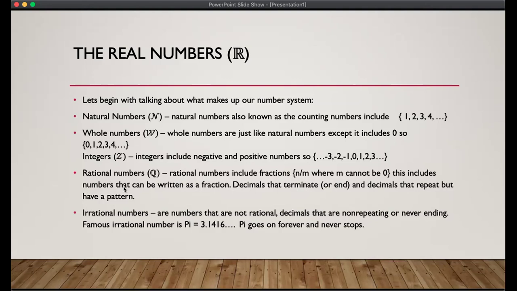So the opposite of a rational number would be irrational. Irrational numbers are numbers that are not rational, right? They are decimals that are non-repeating or never-ending, and a famous irrational number is pi, because pi is 3.1416, but that decimal keeps going on forever and ever, and it never stops, and it doesn't have a pattern. So that's why pi goes on forever and never stops. There's no pattern to it, and that's why we say it is irrational. We have the square root of 2, which is also irrational, because you plug it in, it's going to give you a long decimal, and it'll never end, never stop.